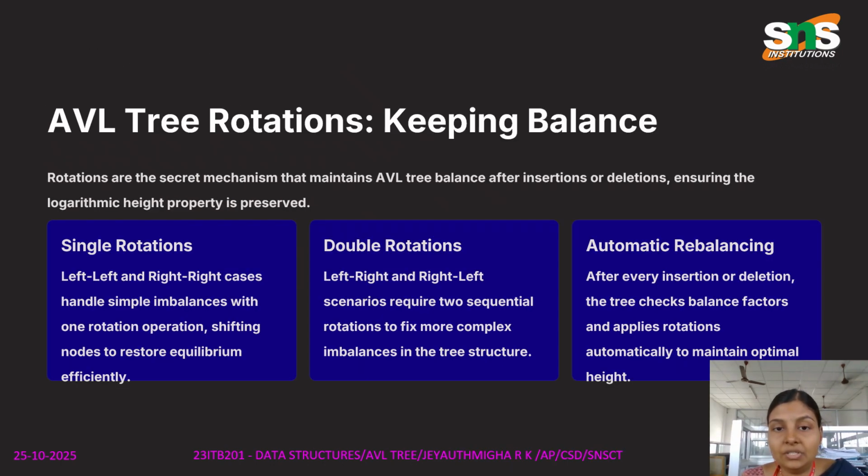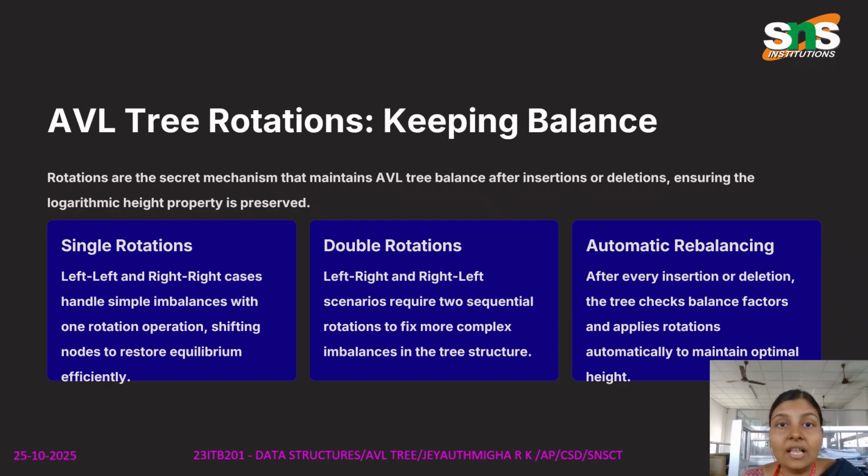AVL tree rotations, keeping balance. Rotations are the secret mechanism that maintains AVL tree balance after insertions and deletions, ensuring the logarithmic height property is preserved. Single rotations, double rotations, and automatic rebalancing are the operations of an AVL tree.